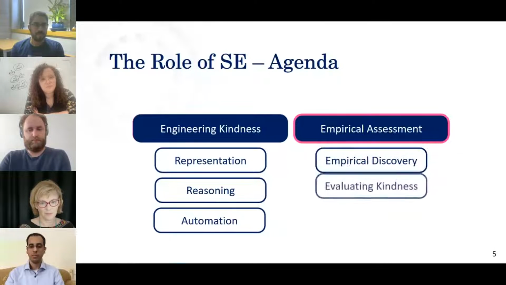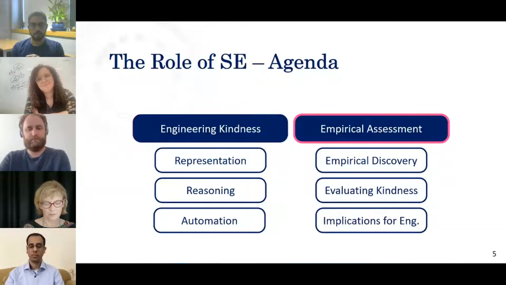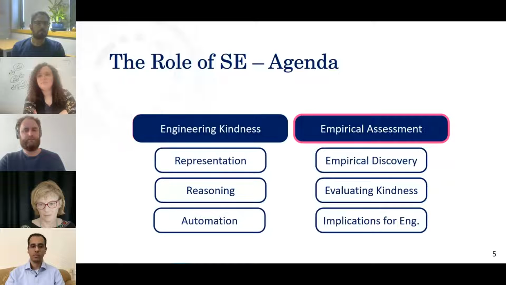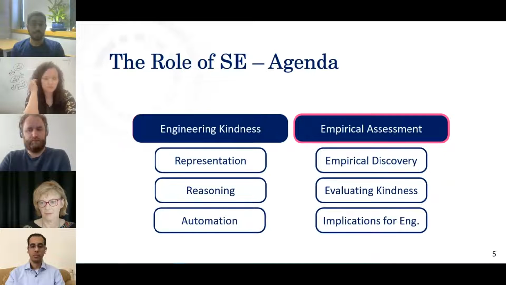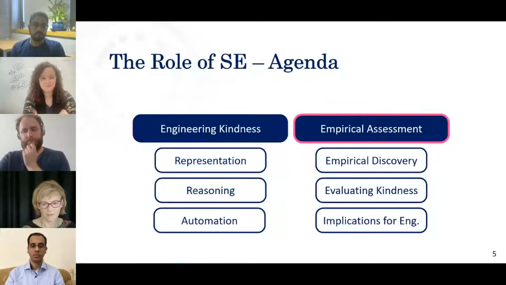Now, the empirical assessment aims to select or develop empirical methods to discover kindness requirements and evaluate it in software. This involves empirical discovery, which requires approaches to elicit kind computing requirements by exploring and applying various empirical methods. Evaluating kindness requires techniques and metrics to assess the impact of kind computing on kindness for individuals as well as for groups. And finally, implications for engineering, which requires approaches to analyze and extract insights from empirical assessment, which can feed back into and inform the engineering kindness agenda.